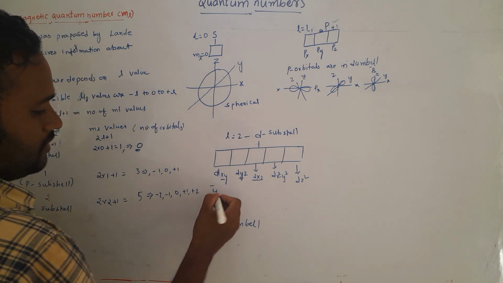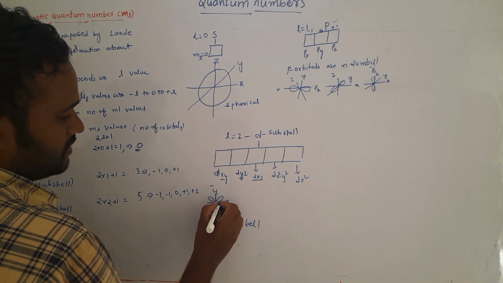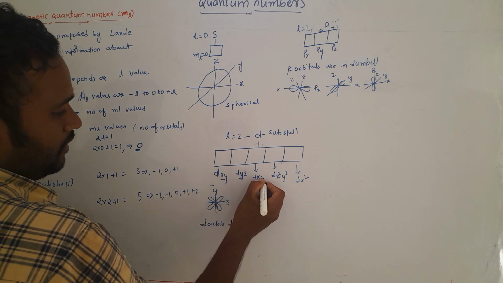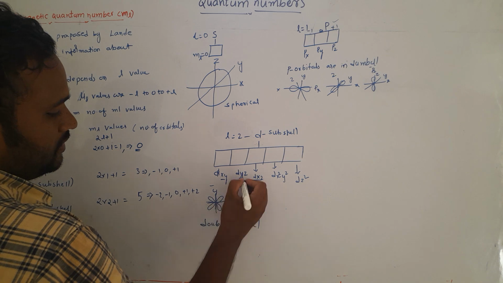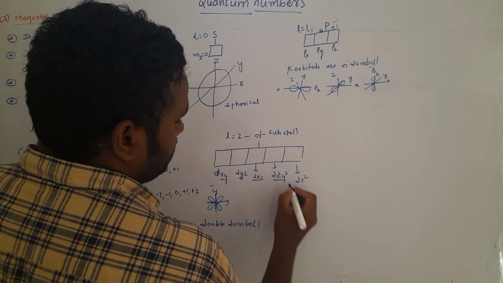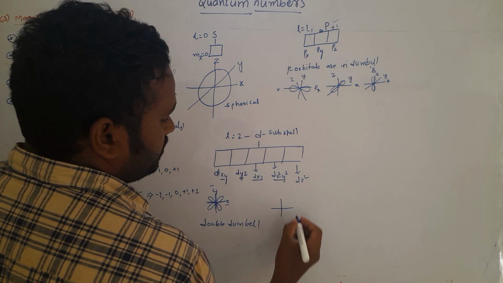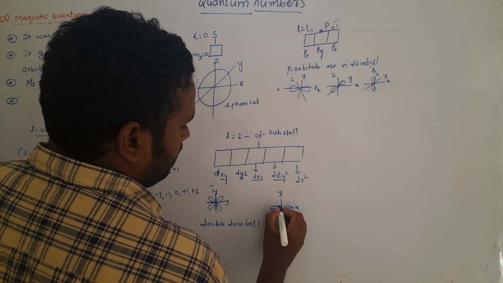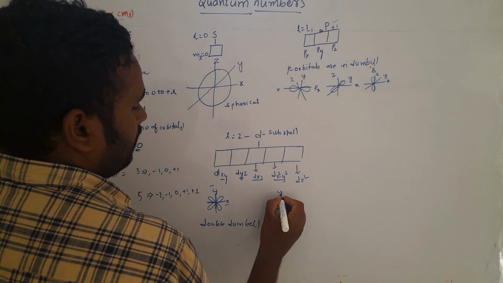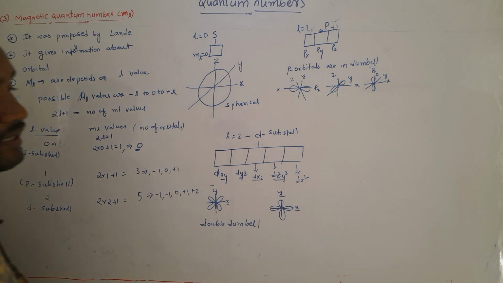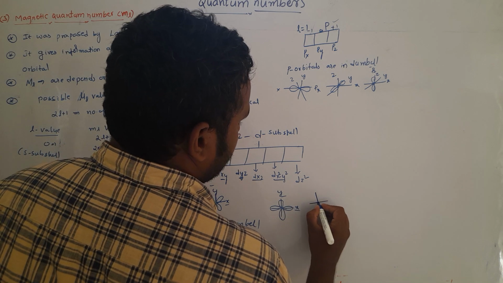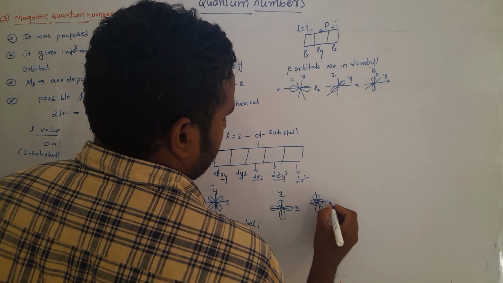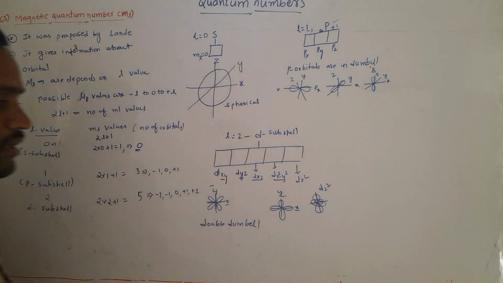Instead, we change the Cartesian axes. For example, if you write x and z, this becomes the dxz orbital. If you write y and z, this becomes the dyz orbital. But dx square minus y square also has a dumbbell shape, but the orbitals are present on the axes. Likewise, this is the dx square minus y square orbital, and dz square has a different shape, that is one dumbbell and 2 circles. This is the shape of the dz square orbital.